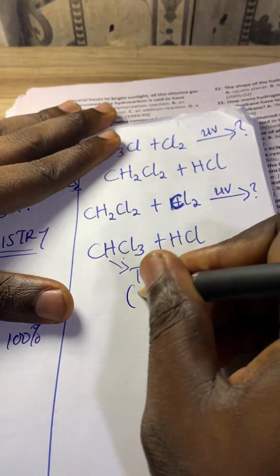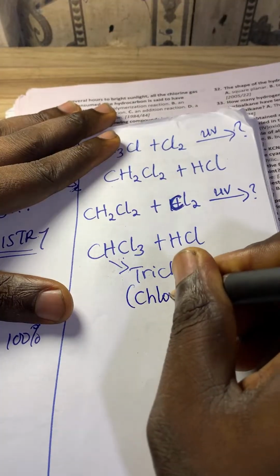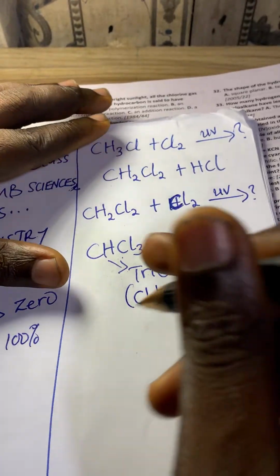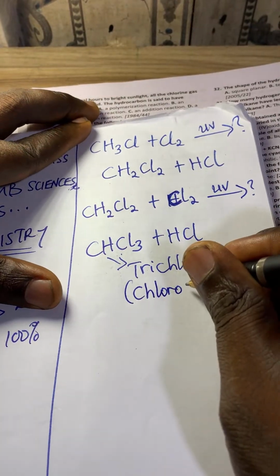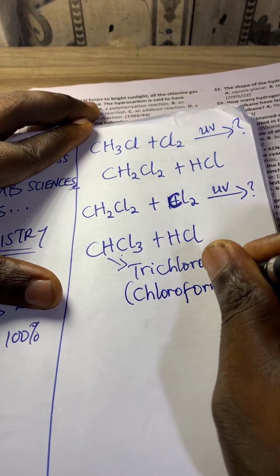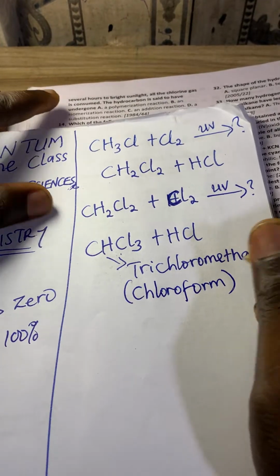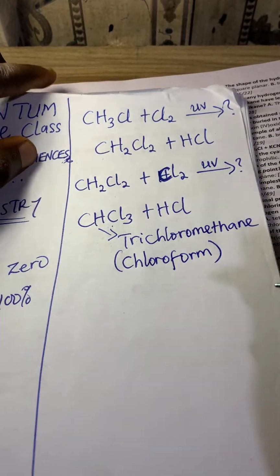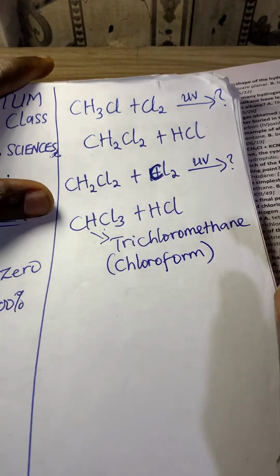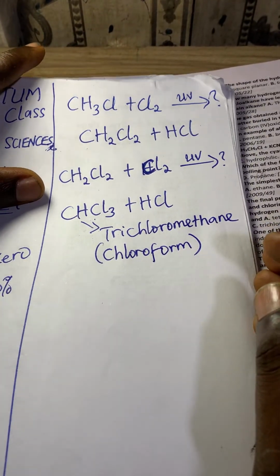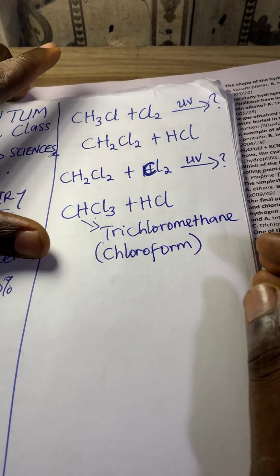It is used medically as an anesthetic substance. And another name for it is what? Chloroform. So in case they ask you which of the following is chloroform, know that it's CHCl3, otherwise known as trichloromethane. Please do well to pay attention.